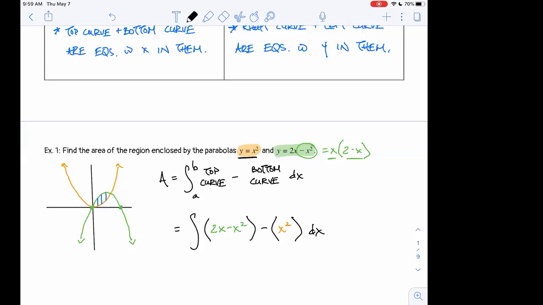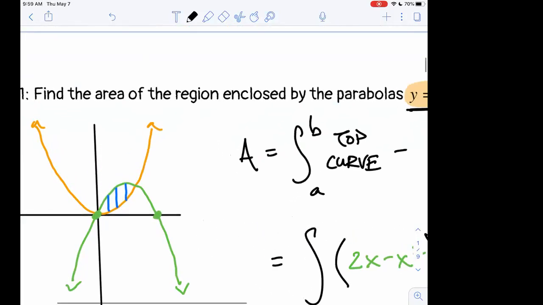But one thing that I don't have yet is my bounds. Like I don't know where to start and where to stop. So if I zoom back into my picture, let's take a closer look. I'm going to start where the curves first intersect. So that's going to be right here. At that value, I'm going to start counting my area. When I get to here, that's where I'm going to stop counting.